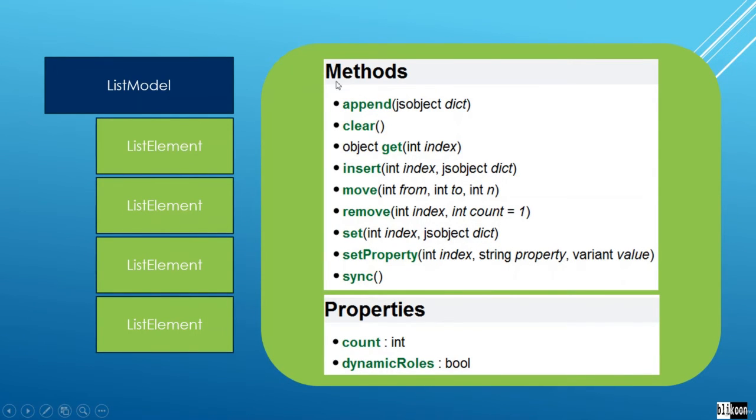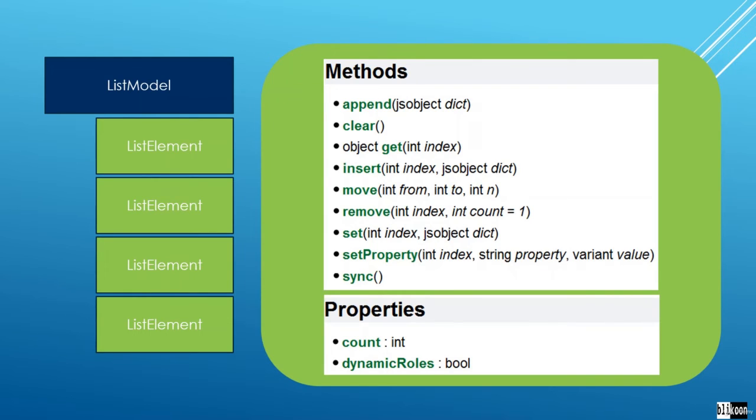You can put static list elements in your list model. That's one way to put in the data, but you can also use any of these methods that are available to you to manipulate your model at runtime. You can append data, you can clear data, you can get an element, you can insert, move, remove, and you can use all these functions. We are going to have a chance to use some of these in one of the upcoming lectures. There are also two properties that are available to you. Count gives you the number of elements in your model, and dynamic roles is a property that allows you to modify the nature of your model at runtime.